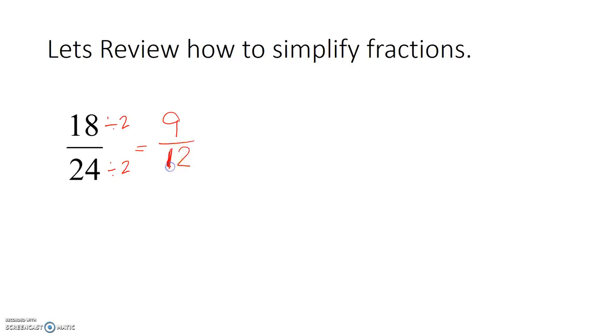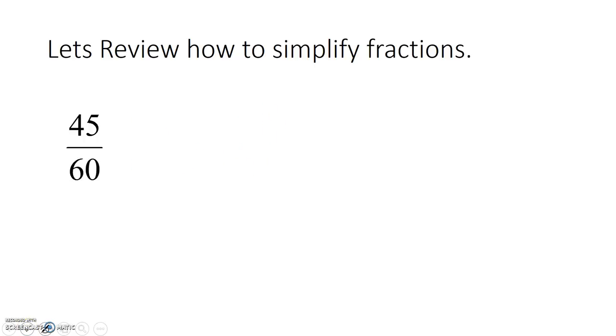Well, looking at 9 and 12, I can tell that there is another common factor between 9 and 12, which is 3. So 9 divided by 3 is 3, and 12 divided by 3 is 4. And the only common factor between 3 and 4 is 1. So I know once the only common factor between the numerator and denominator is 1, I have simplified as far as I can. And now I put 18/24 in simplest terms.